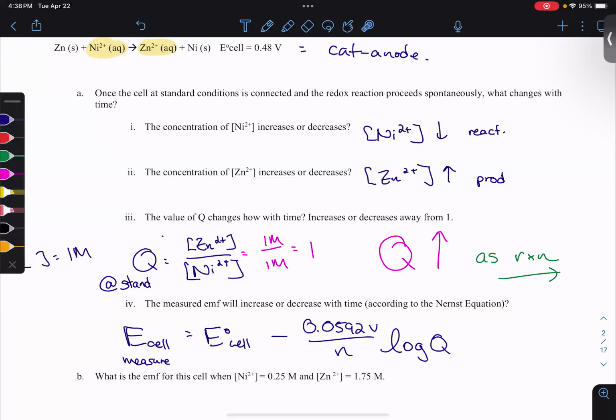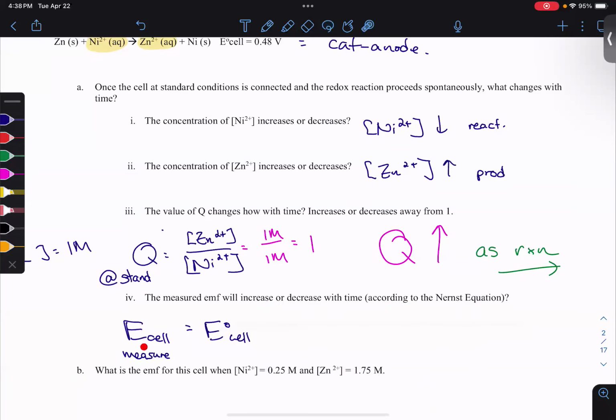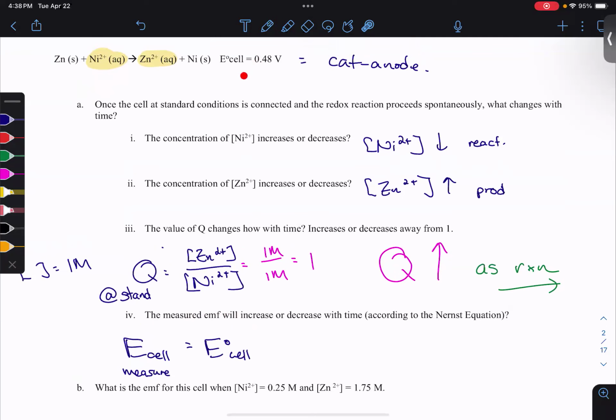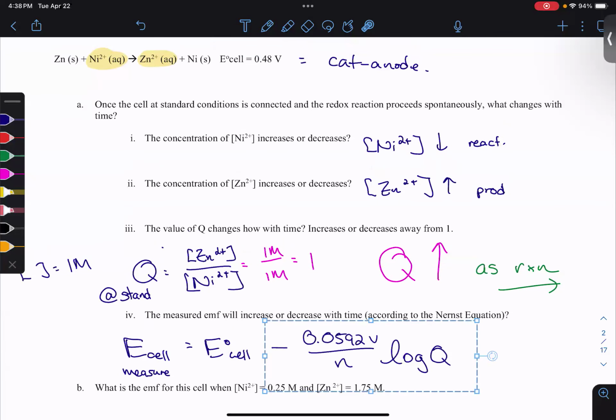So when we're at standard conditions, Q is equal to 1. What is log of 1? 0. So when we're at standard conditions, what you measure is your cell potential at standard conditions. So that kind of proves that those table values are only good when we have 1 molarity concentrations, at standard conditions, all right? But in this example, we're thinking about how does Q change.